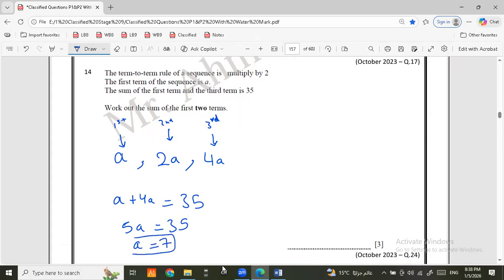Now we found A. It is 7. But do they want A? What A is equal to? No, they want you to work out the sum of the first two terms. The first term, which is 7, and the second term, 2 times 7, which is 14. So add them up. It is 7 plus 14, which is 21.